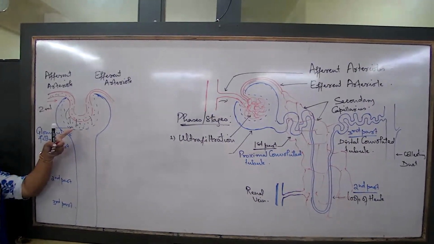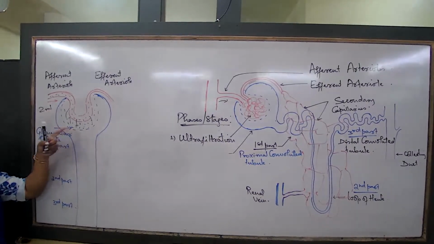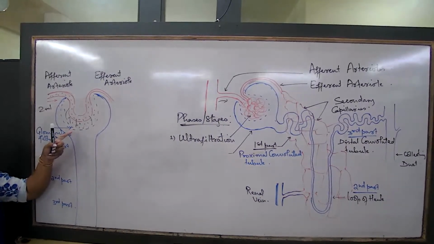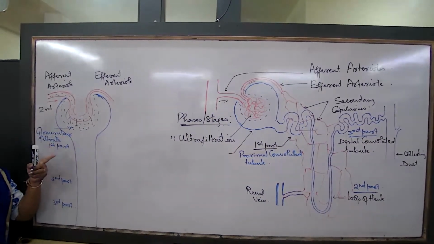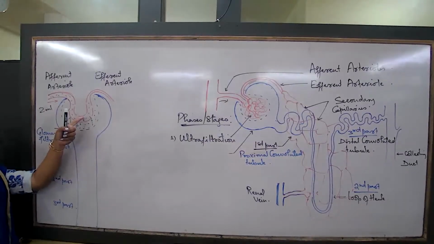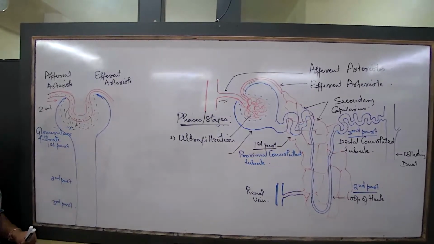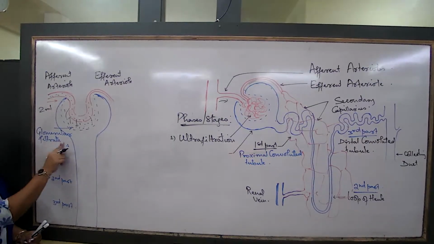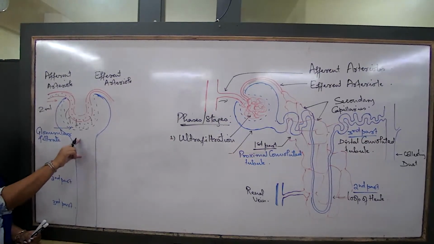Where is ultrafiltration happening? Here. Why is it called ultrafiltration? Filtration of the blood at a very high pressure. Where is it happening? In the glomerular capillaries. What is it giving rise to? Glomerular filtrate. Now, what is the composition of the glomerular filtrate? I already told you this is the first part.